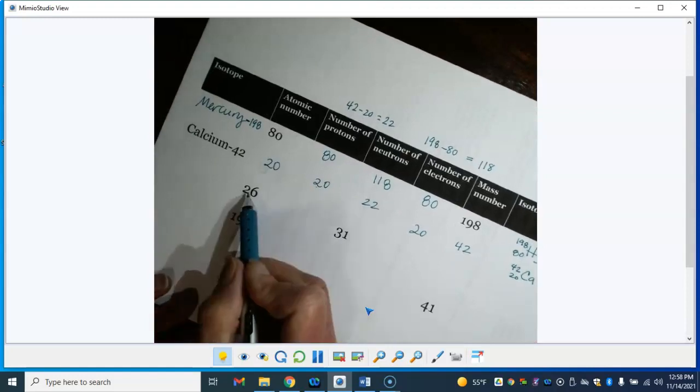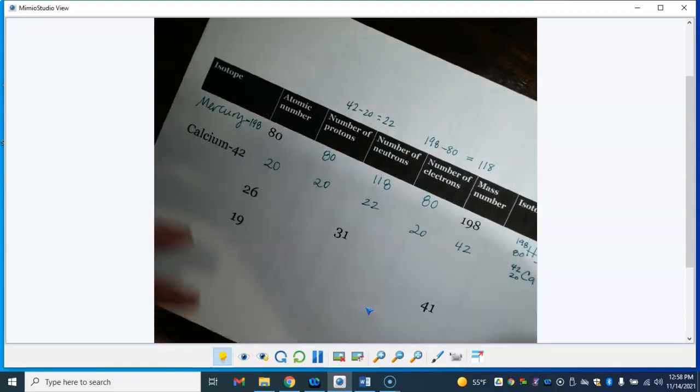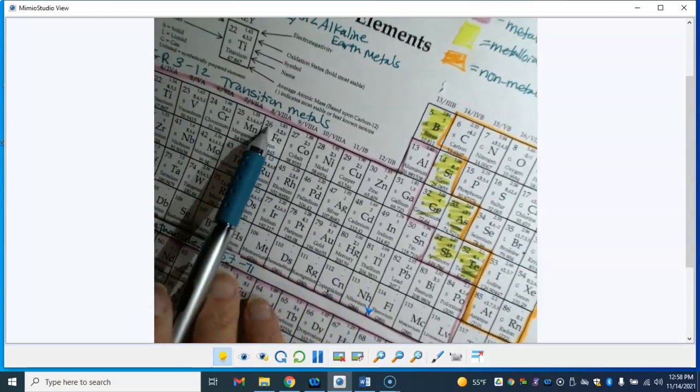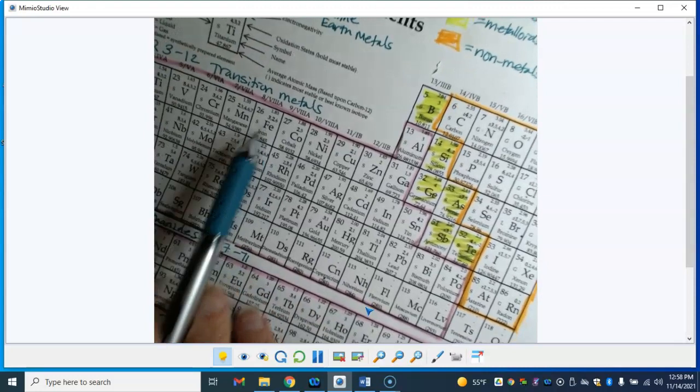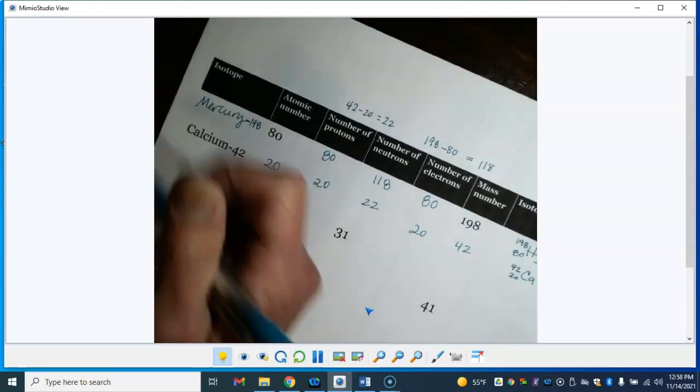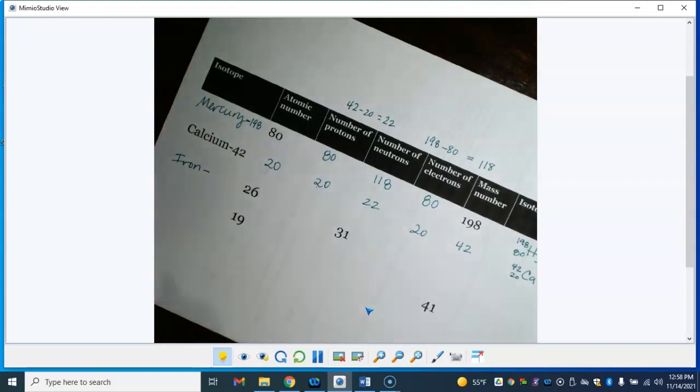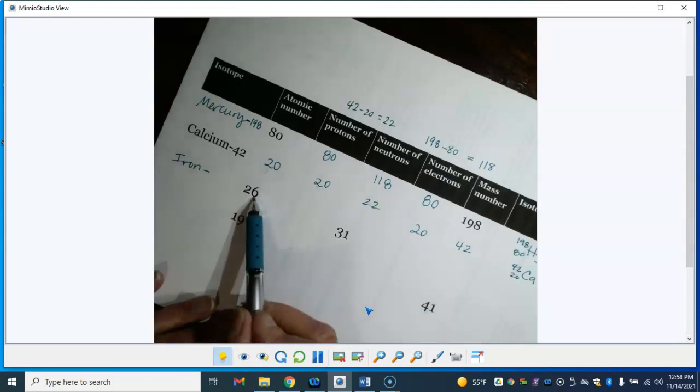Okay, so the atomic number is 26. I'm going to go to my periodic table of elements and find atomic number 26, and that is iron. So iron. I'm just going to put a dash here because it does not look like it has given me my mass number, so I'm actually going to have to calculate it. Atomic number 26, oh, they already gave me, good.